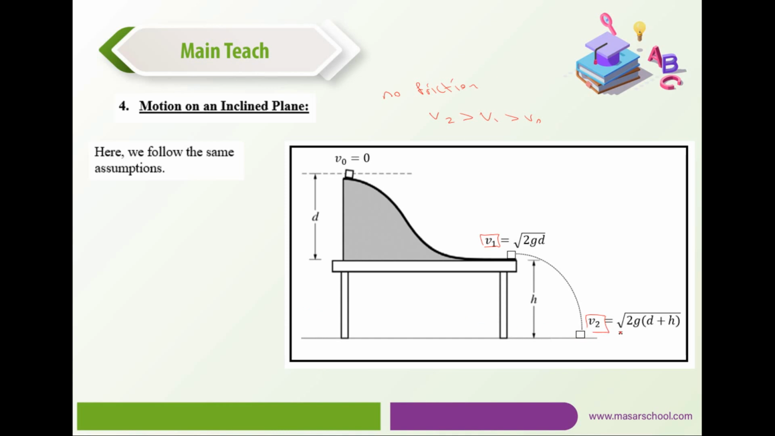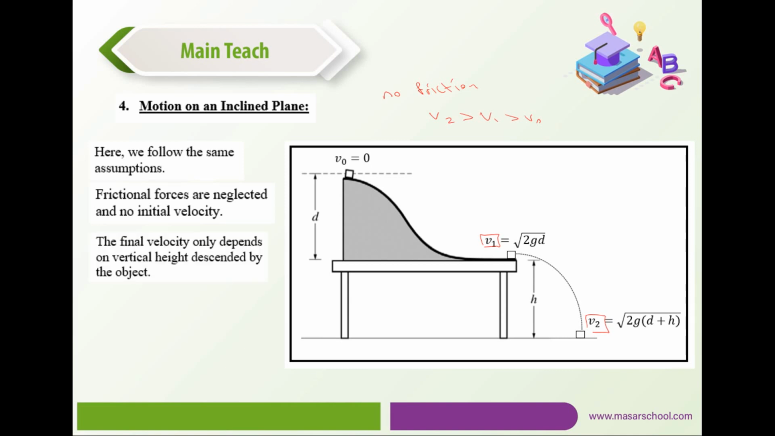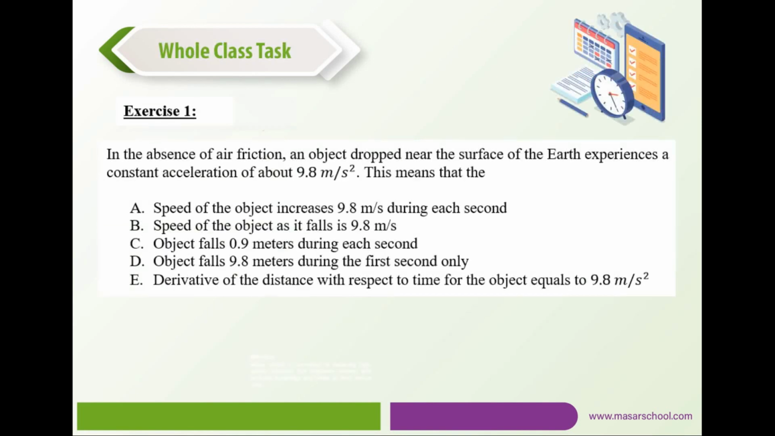Similarly here, v2 would be given by radical 2g(d plus h), because h plus d would represent the vertical distance covered by the object from the initial position. Frictional forces are neglected and there is no initial velocity. The final velocity only depends on the vertical height descended by the object.